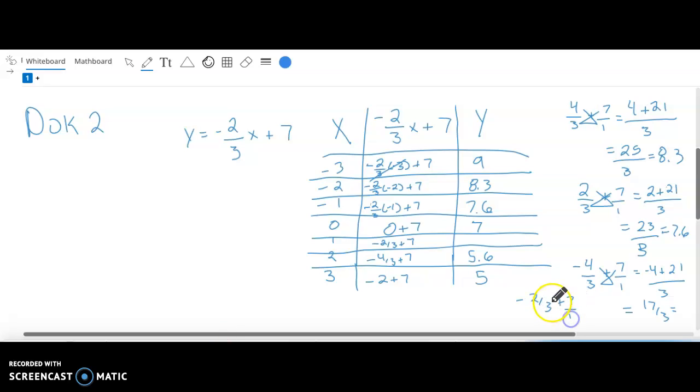And then the last one, you got -2/3 plus 7. That's going to be negative 2 plus 21 over 3. That's going to be 19 over 3. Over 3 is 6.3.